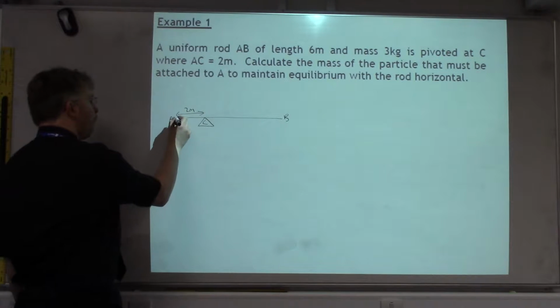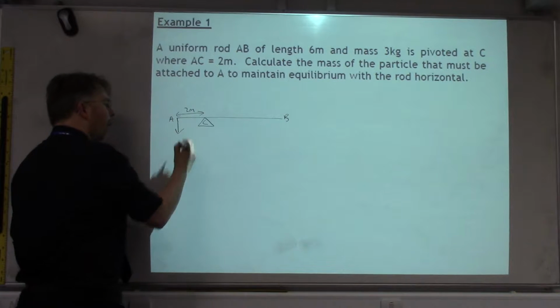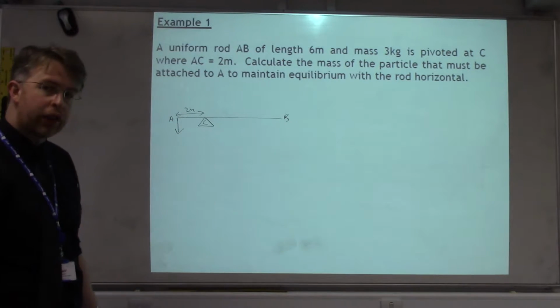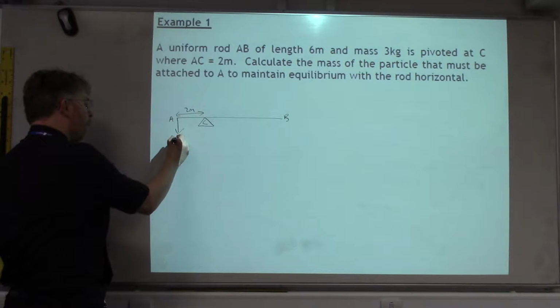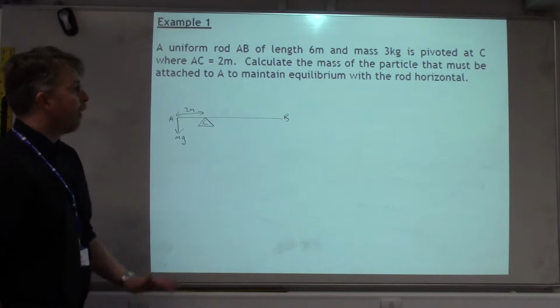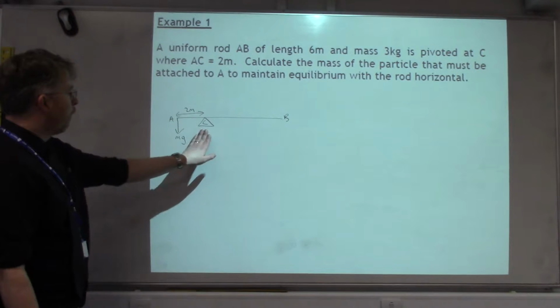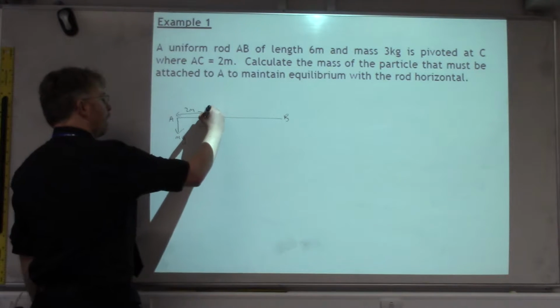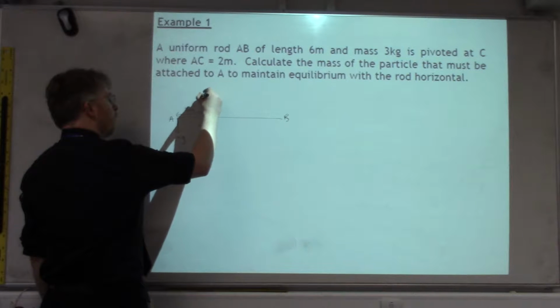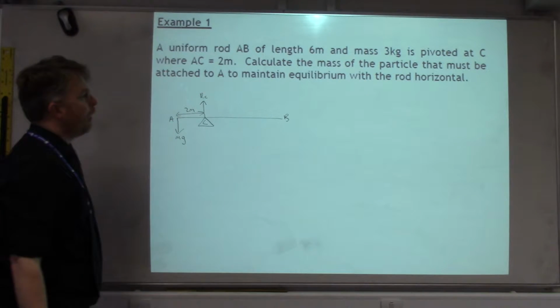So if we've got a particle at A, then its weight must be acting. We don't know the mass, so we're going to call it M. So the weight would be M times G. And the question's asked us to find this missing mass. Now, C is pivoted, so that has a normal reaction pointing upwards, which we're going to call RC.